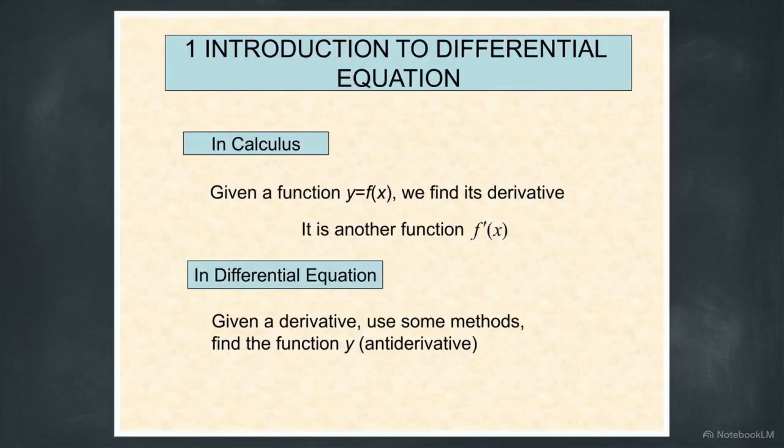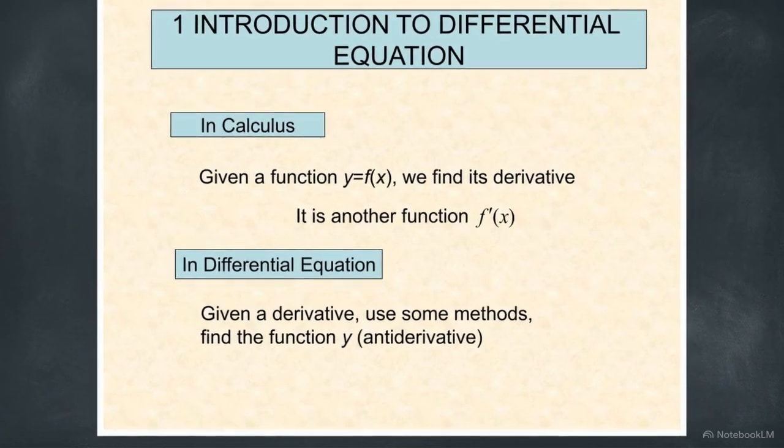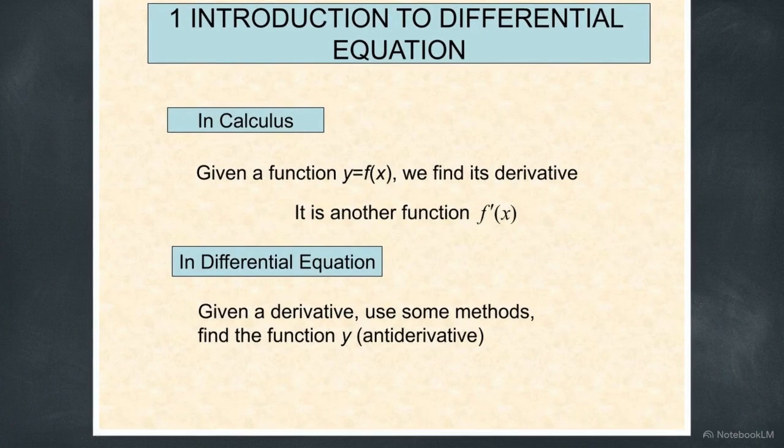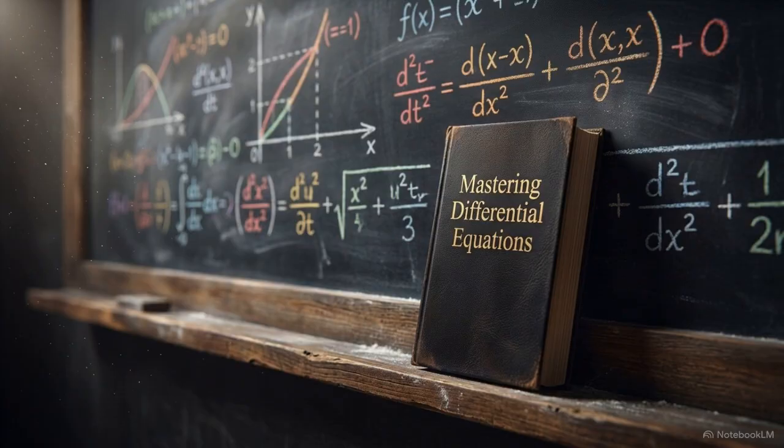This comparison outlines the core difference. If calculus is finding the derivative, a differential equation is how we work backward. We take that observed derivative, the measurable rate of change, and we use mathematical methods to find the unknown original function.